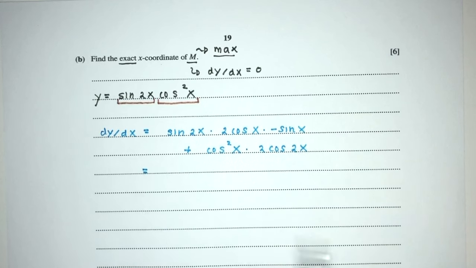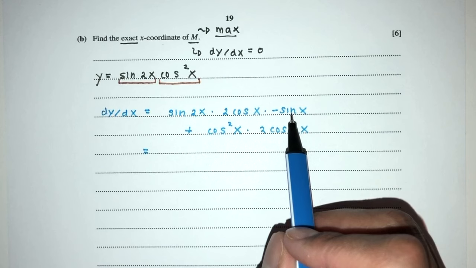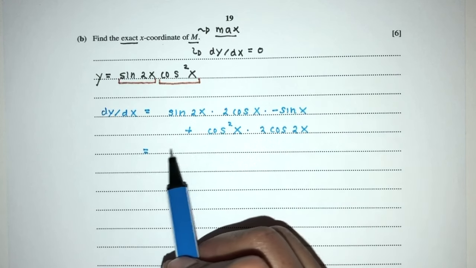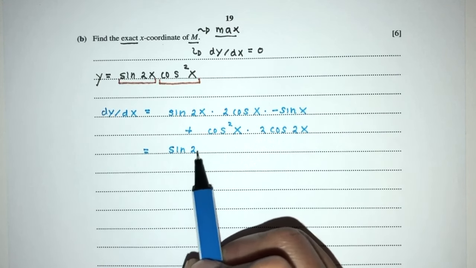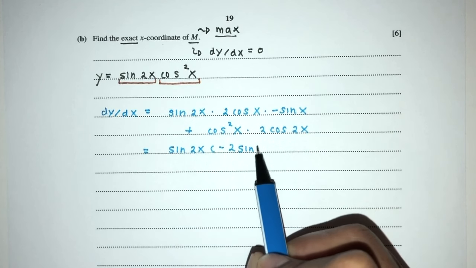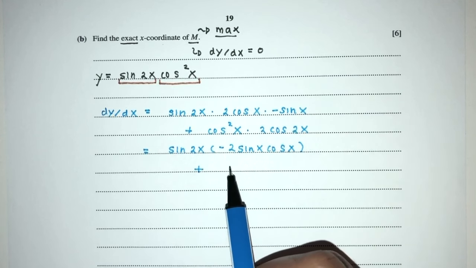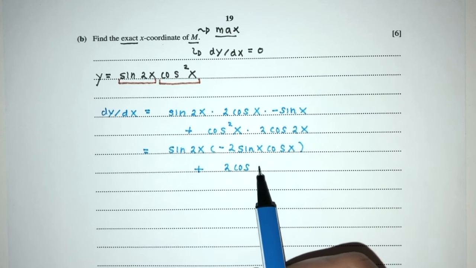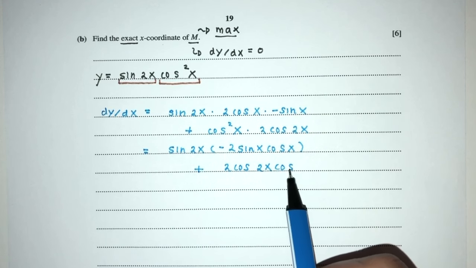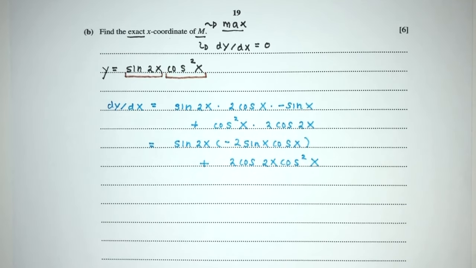Now simplify, let's see what happens, right? So on top we have sine 2x multiplied by minus 2 sine x cos x. And then we have plus 2 cos 2x and cos square x. So this is basically the first thing we have right now for dy by dx.